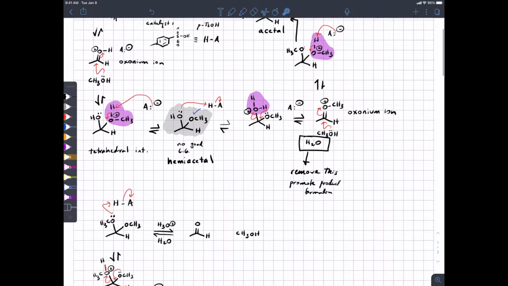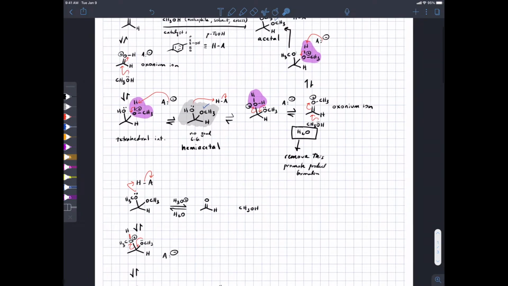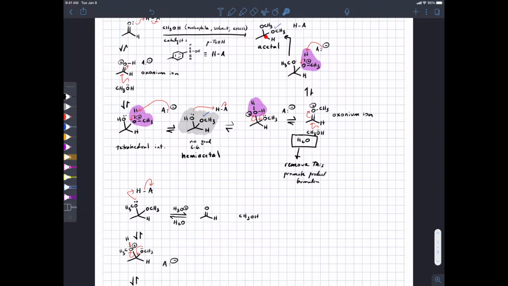In any case, if you compare what we're doing here, the intermediates are exactly the same. So, starting with the acetal, if we want to get back to the aldehyde, we need to replace both of these two carbon-oxygen bonds with a carbon-oxygen single bond and a pi bond.